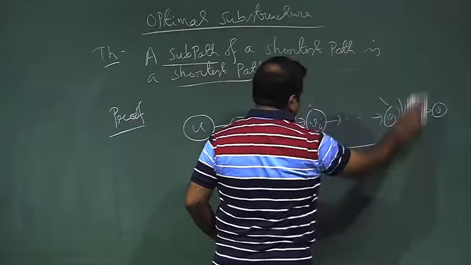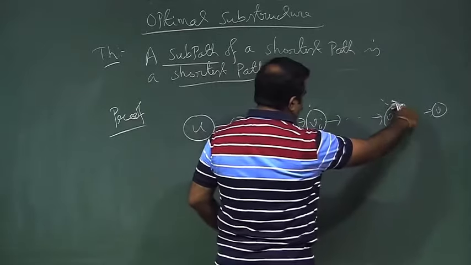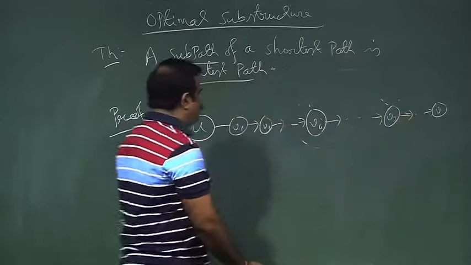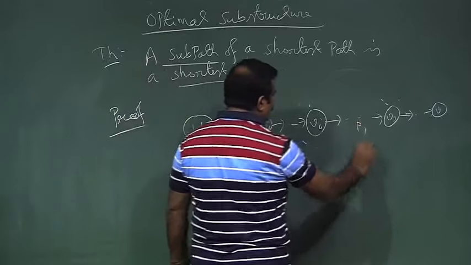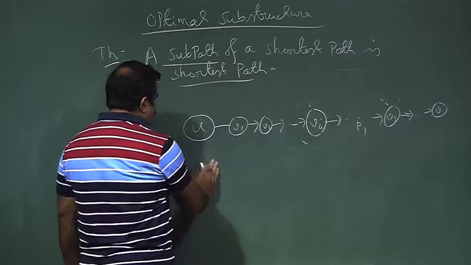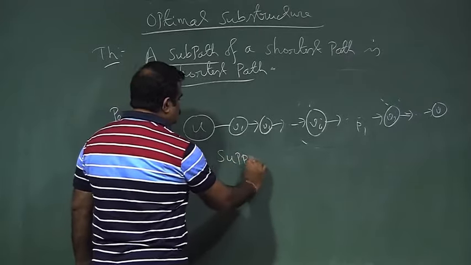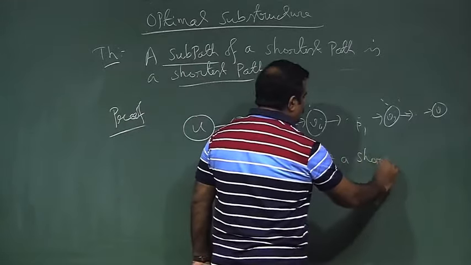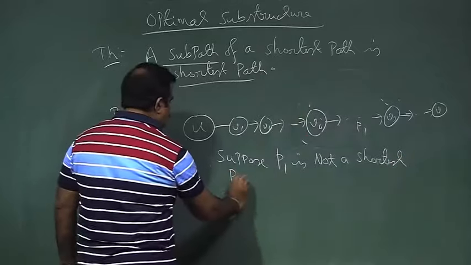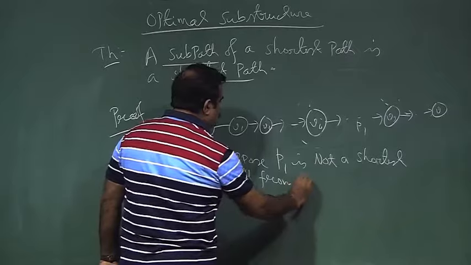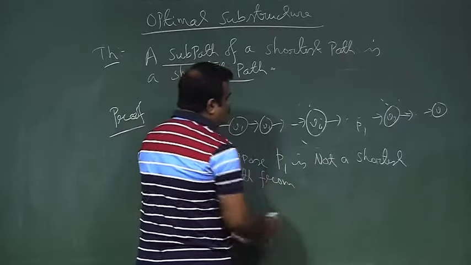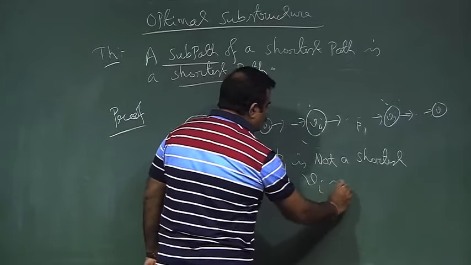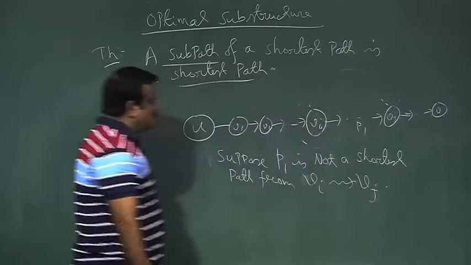So this we are going to show, this is the shortest path from U to V. Suppose P1 is not a shortest path from Vi to Vj. So this is the proof.